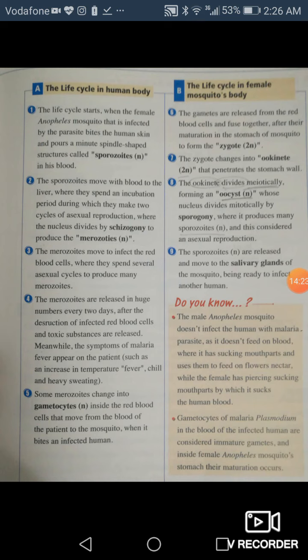After the destruction of the infected red blood cell and the release of toxic substances, we have the symptoms of the disease, which are increased temperature, chills, and heavy sweating. After many cycles inside the red blood cell, these merozoites change into a larger structure called a gametocyte. It also has N genetic material inside the red blood cells, and they move from the blood of the patient to another mosquito.